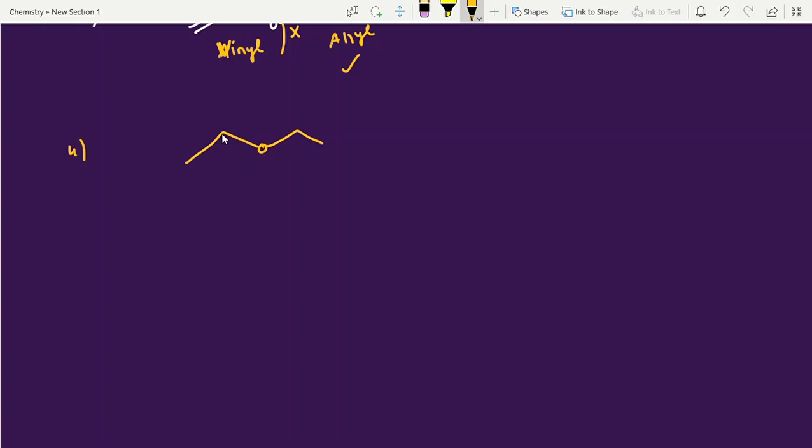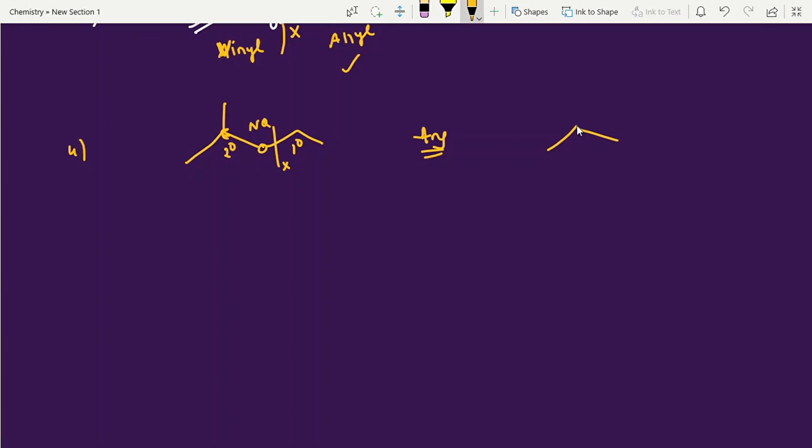Again, bond line representation. What is the answer, students? Which is the favorable one? First, this is bond line representation. This carbon is 2 degree. Here this is 2 degree. This is 1 degree. Right. Which is favorable? 1 degree is favorable. That's it. You can break here, add X here, and Na here. That's it.